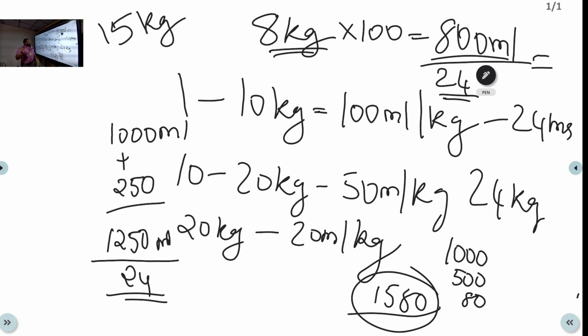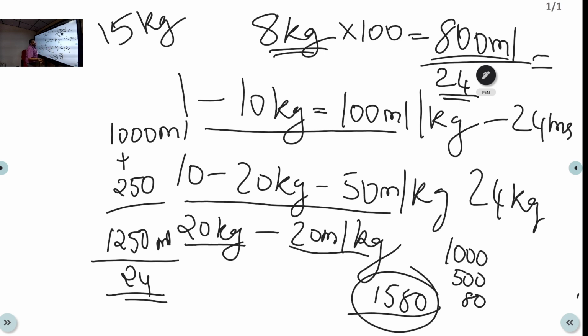So the first 10 kg 100 ml per kg, for the next 10 to 20 kg 50 ml per kg, from above 20 kg you add 20 ml per kg. So this is called the Holliday-Segar formula. Pretty simple formula.